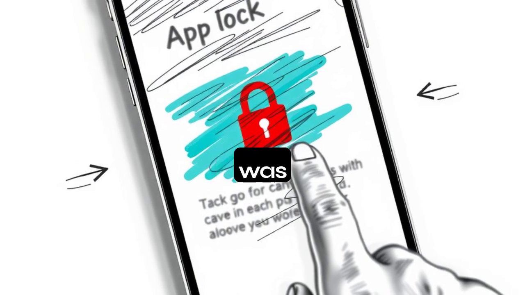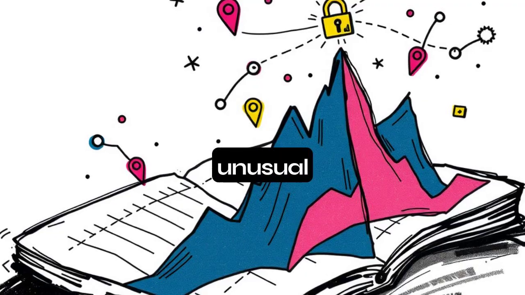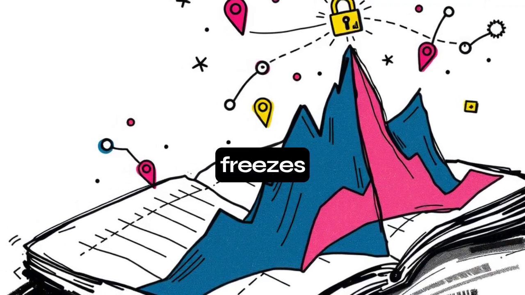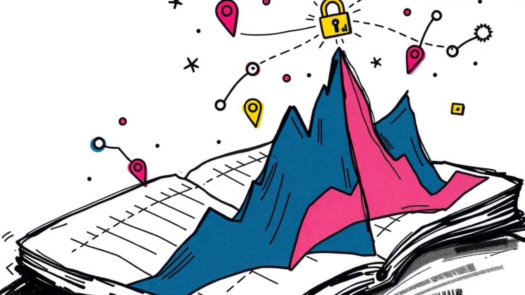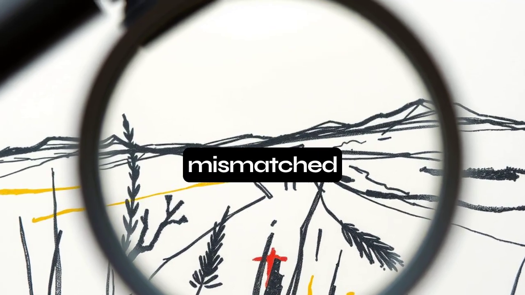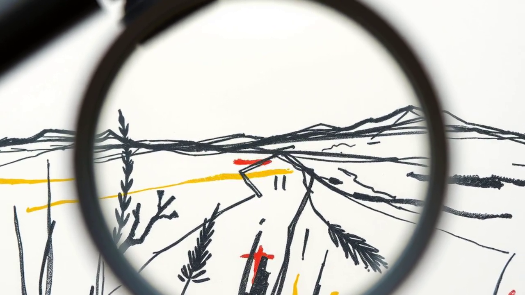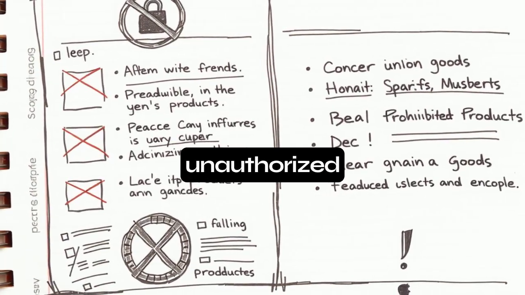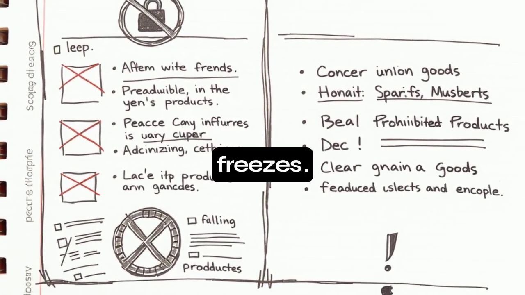Your Venmo account was frozen. Let's quickly explain why and how to appeal. Unusual activity triggers freezes, sudden large transfers, or strange login locations. Verification problems, mismatched identity, expired ID, or missing information. Policy violations like unauthorized transactions or prohibited item sales can also cause freezes.